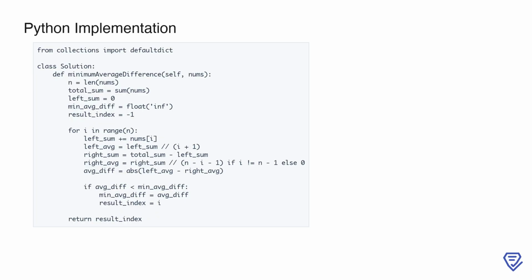3. Tracking the minimum average difference. If the computed average difference is smaller than the current min_average_diff, the minimum is updated, and the corresponding index is stored in result_index. 4. Returning the result. After the loop completes, the index corresponding to the minimum average difference is returned.